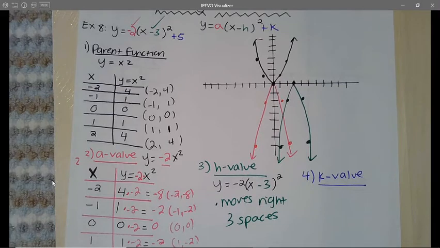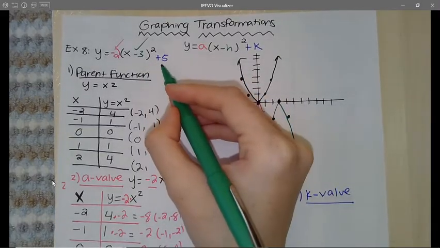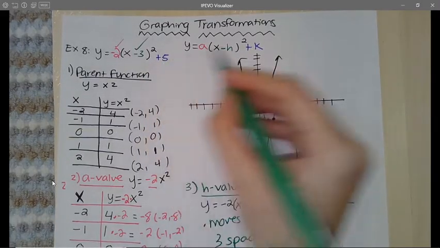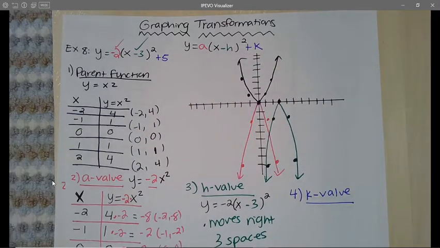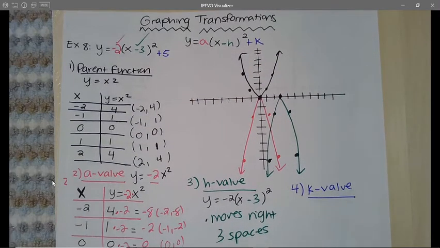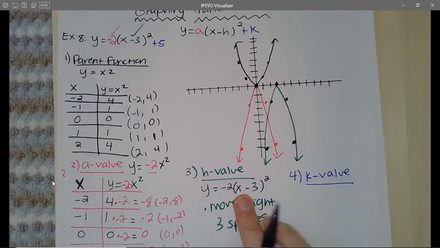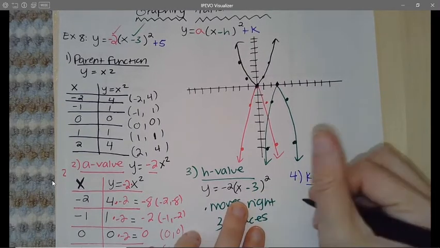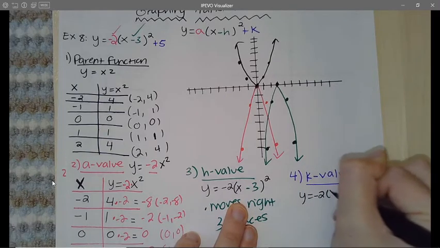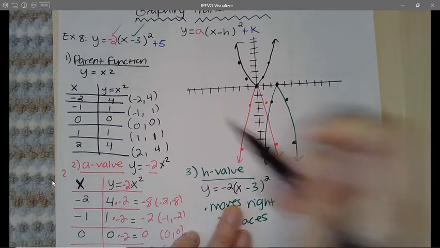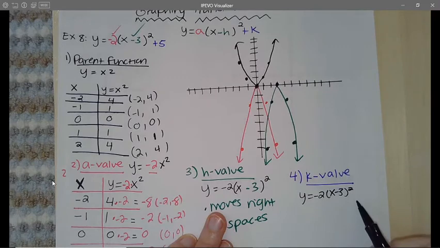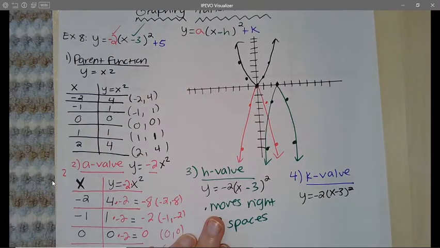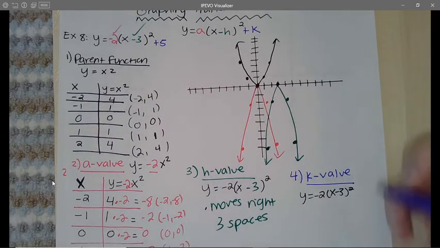Okay. So now that we've tackled the h value, the only other value we have left is the k value, which don't forget is whatever is added or subtracted to the end. So I'm going to start from my most recent equation, which is this one, and add on the k value. So I'm going to rewrite what I have here, and simply add the k value to the end, which will ultimately be the equation that I'm trying to get graphed, which is pretty awesome.